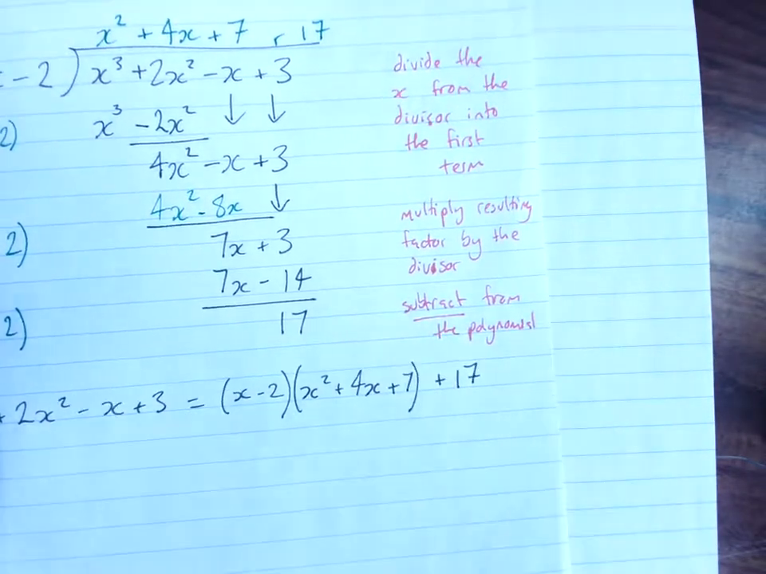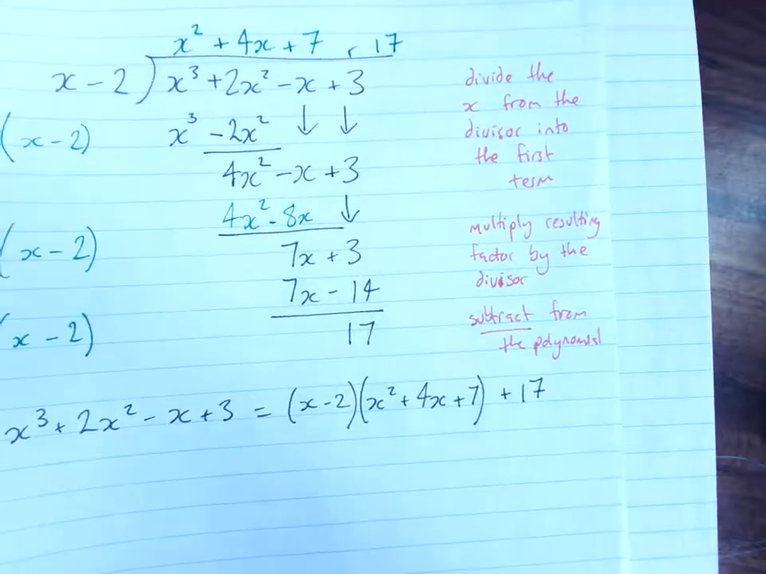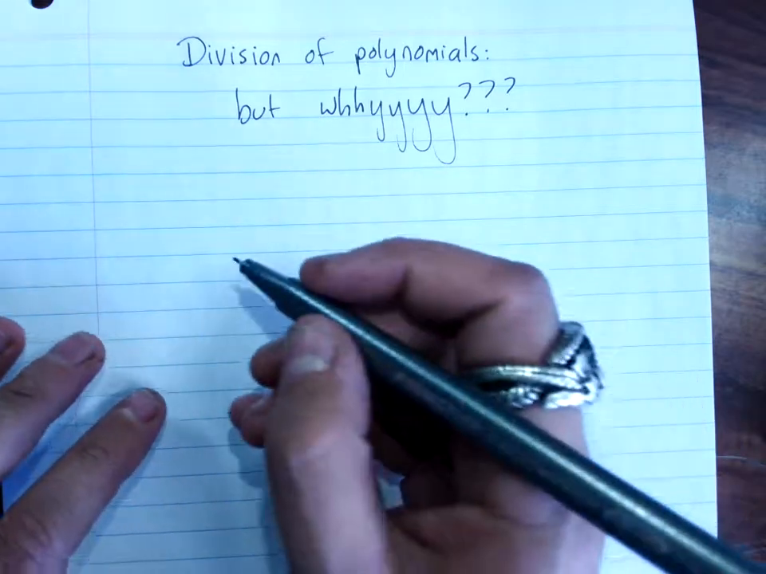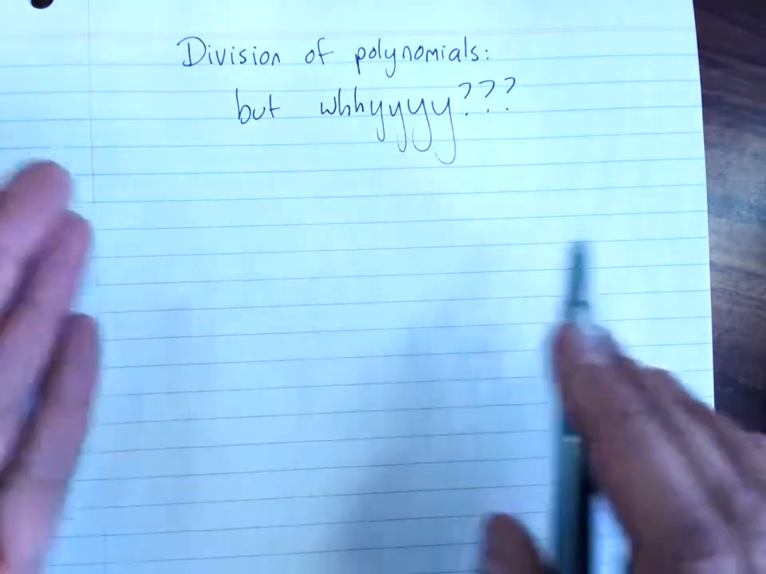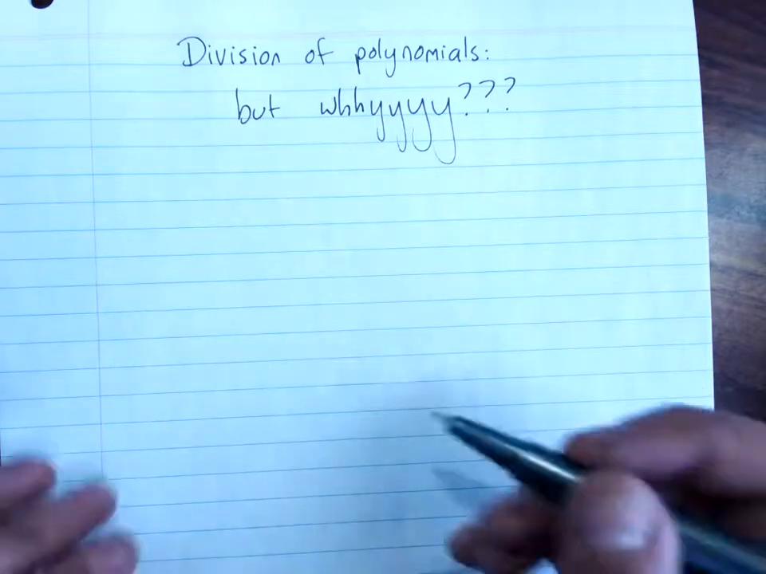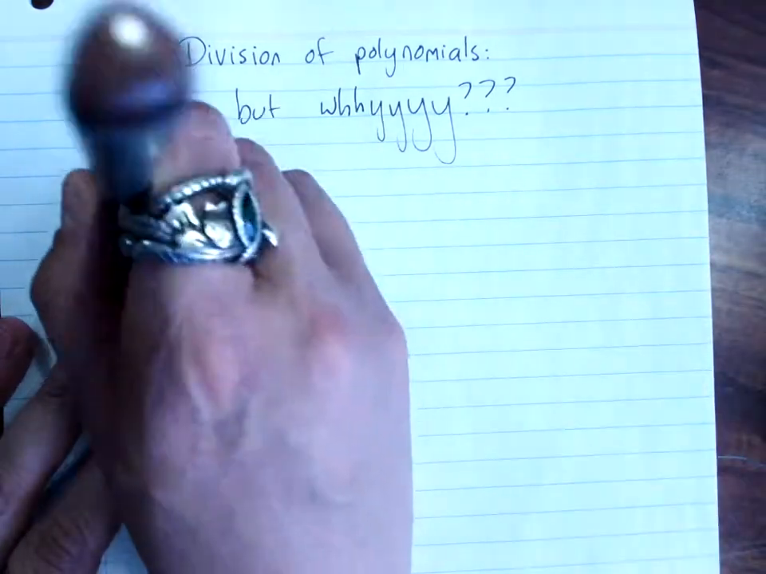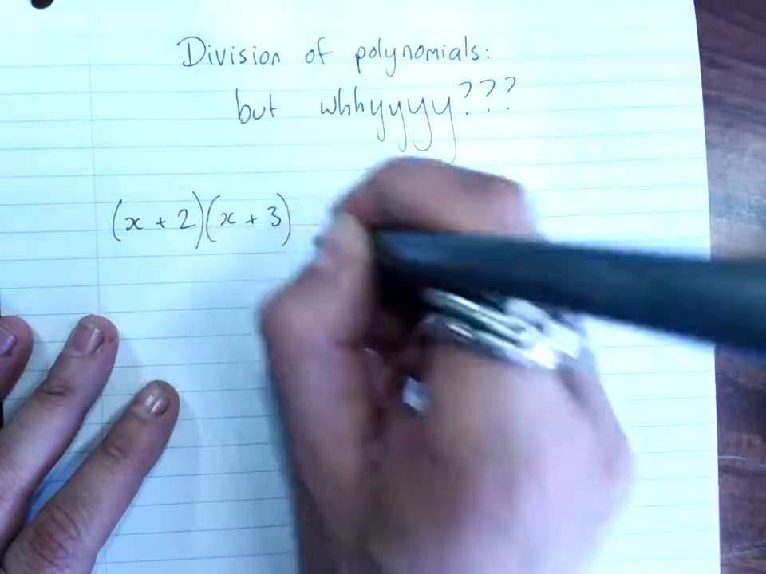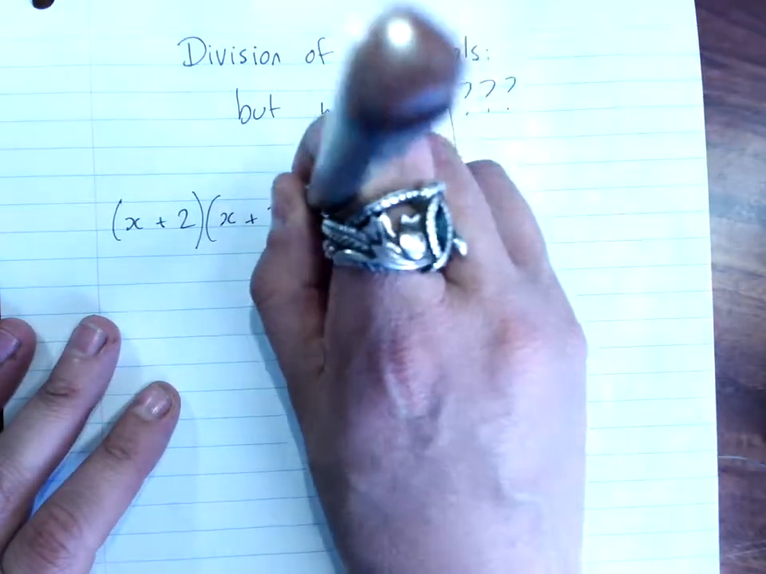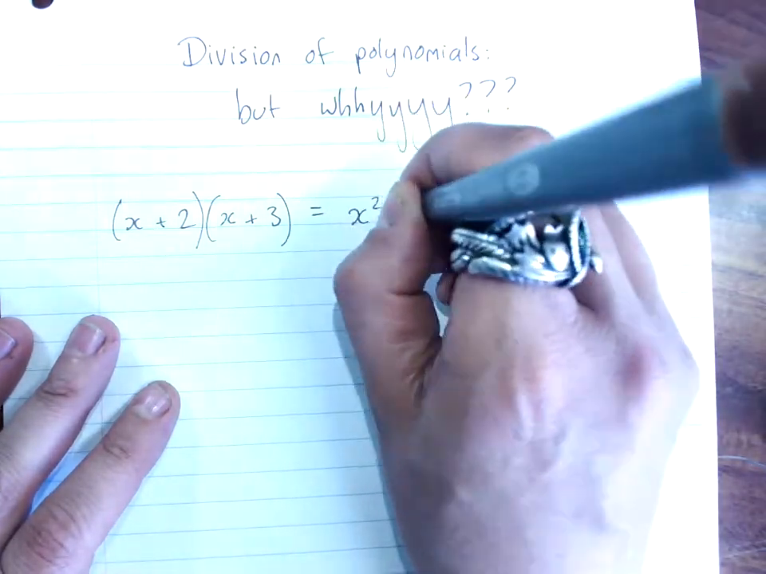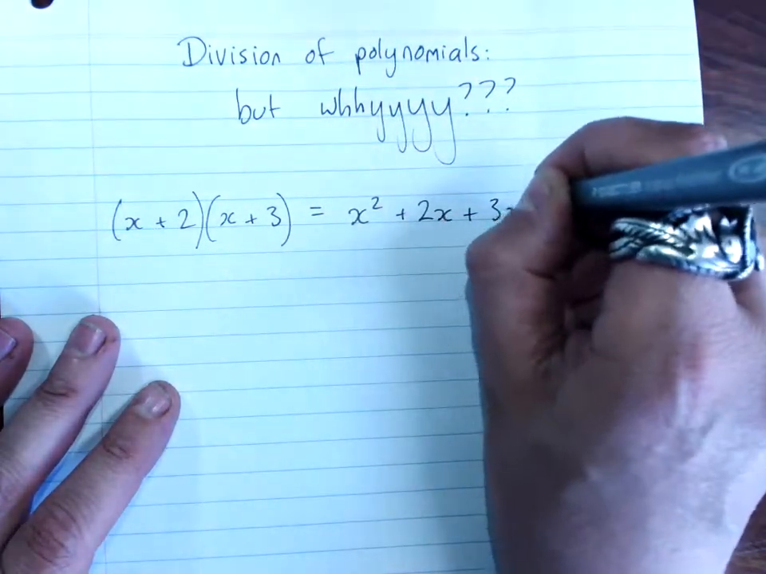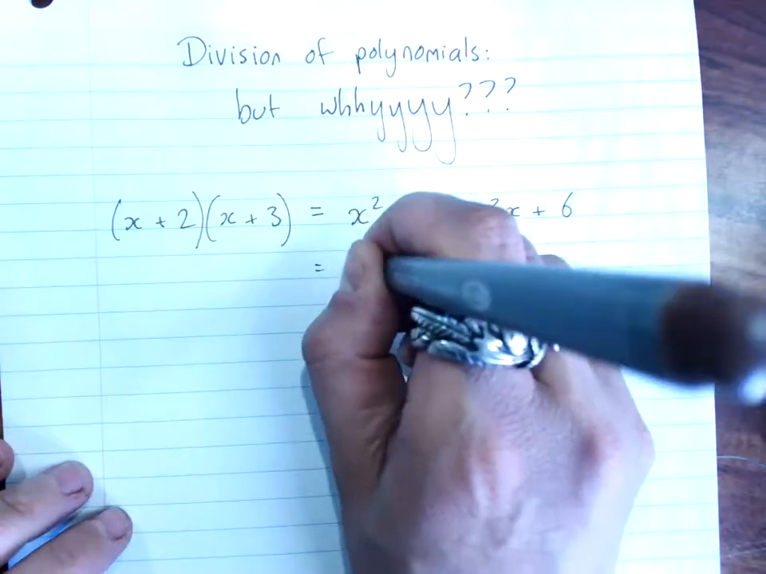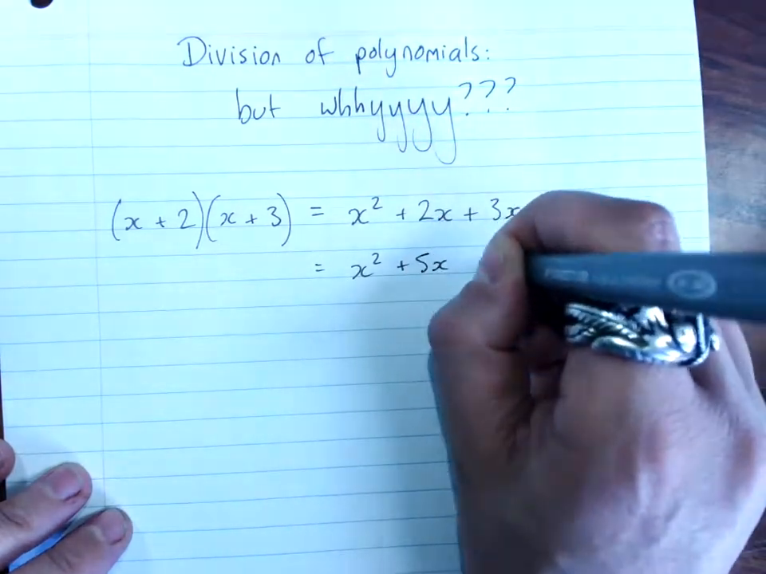Now I won't do one with a remainder, so we'll do a nice easy one, a nice easy quadratic. So instead of trying to divide out a quadratic, let's first look at how we get a quadratic by multiplying other polynomials. Let's use x plus 2, x plus 3. If we expand that out, x squared plus 2x plus 3x plus 6. Gather like terms, x squared plus 5x plus 6.